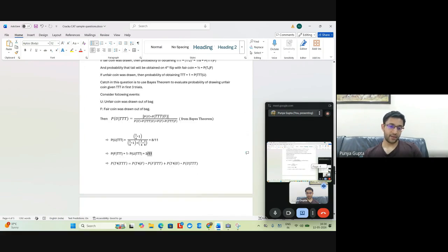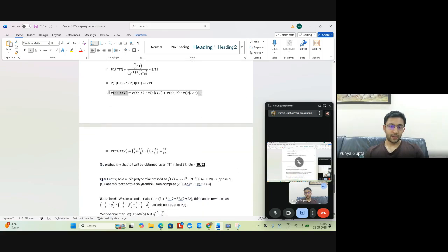Now the next part is: what is the probability of getting a tail on the fourth flip, given that we obtained tail, tail, tail in the first 3 flips? This is nothing but the probability of obtaining tail on the fourth flip, given that we started with a fair coin, multiplied by the probability of starting with a fair coin, given that we obtained tail, tail, tail in the first 3 flips. And this has to be summed up similarly with the unfair coin.